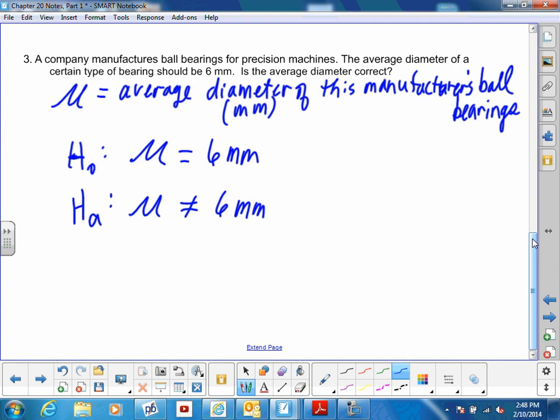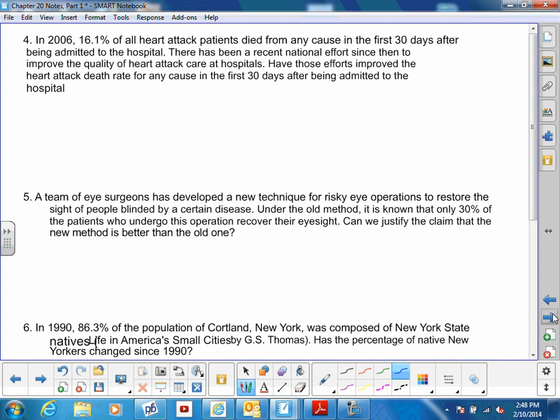All right, very good. Now, there's one more that I want to do with you, and then I might have you practice a couple because we'll have time for that, so that's good. And that is this number 4. Obviously, you can see from the first statement that since we are now talking about this information in 2006, about 16.1% of all heart attack patients died from any cause in the first 30 days after being admitted to the hospital.